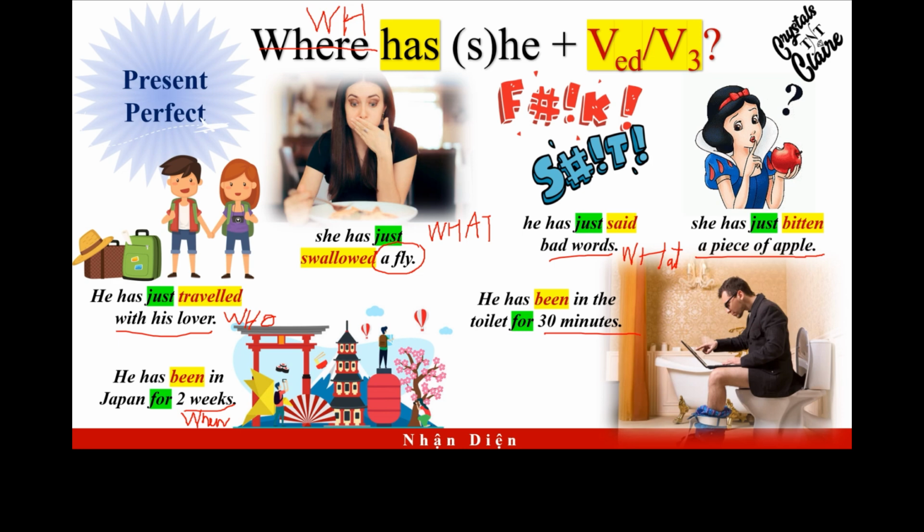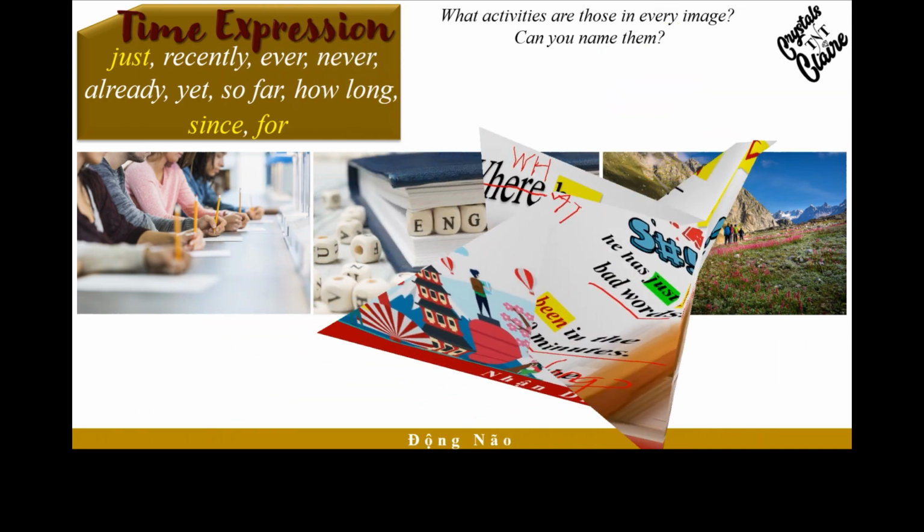Okay, this one is the period of time. When has he been in the toilet? No, we should ask how long. Okay, how long? How long has he been in the toilet? He has been in the toilet for 30 minutes. Since when? Okay, this one we can ask when because it's the point of time. When has he been in the toilet? He has been in the toilet since 10:45 a.m.